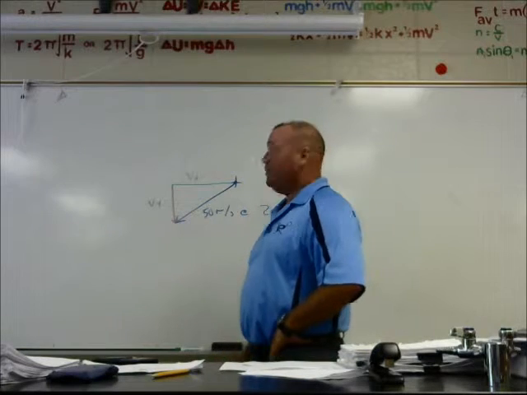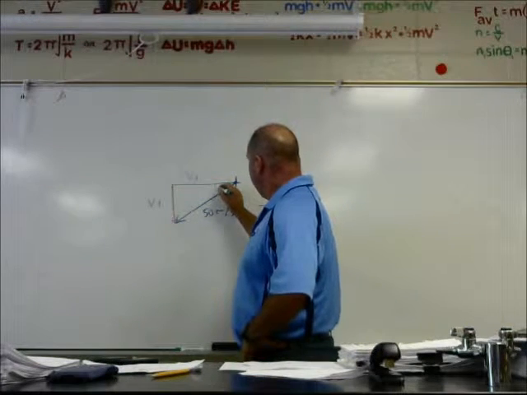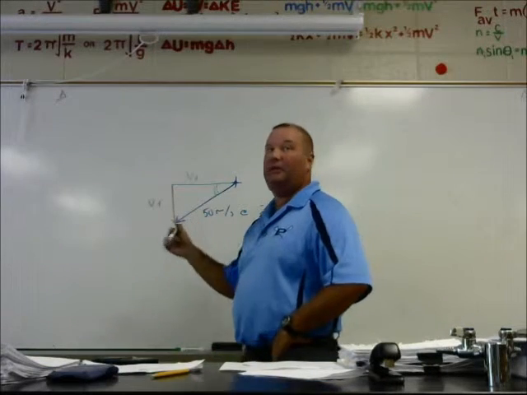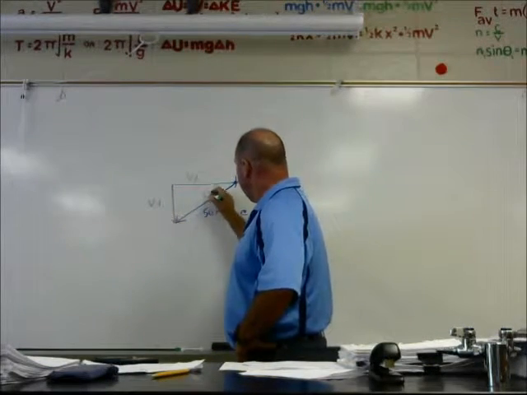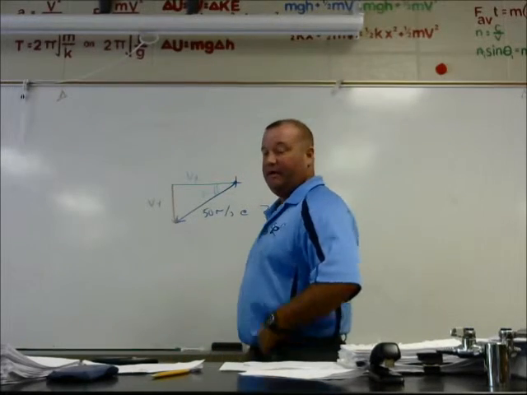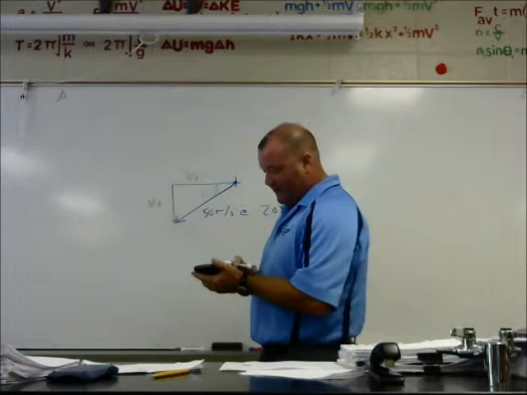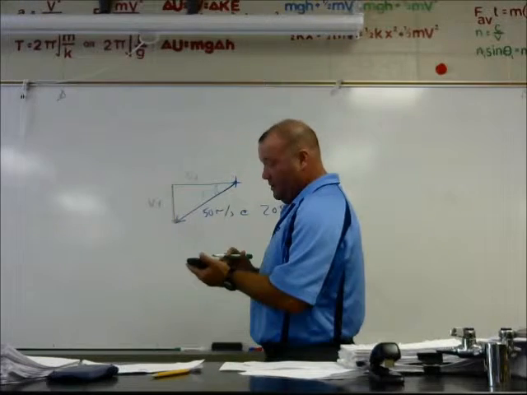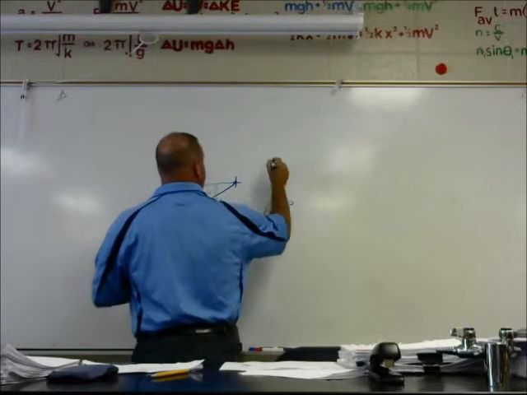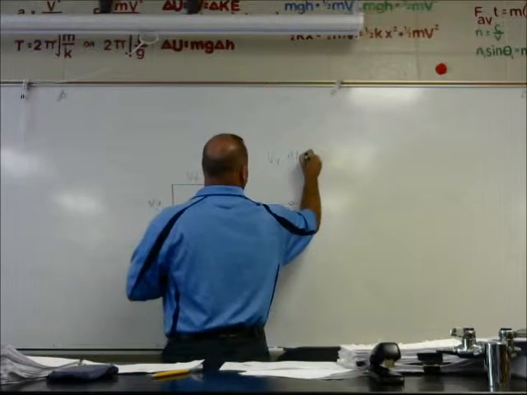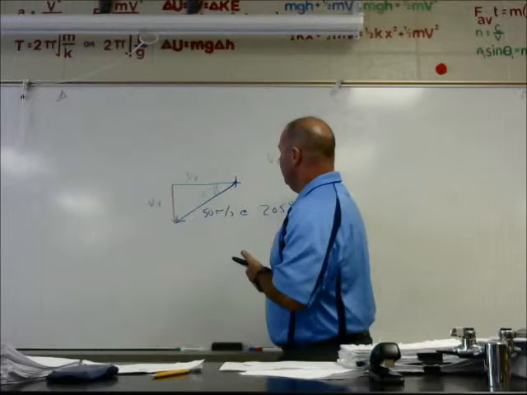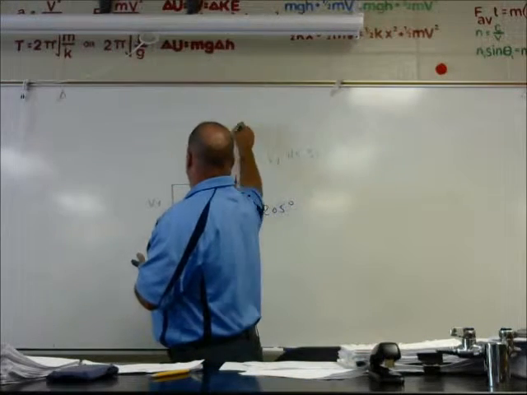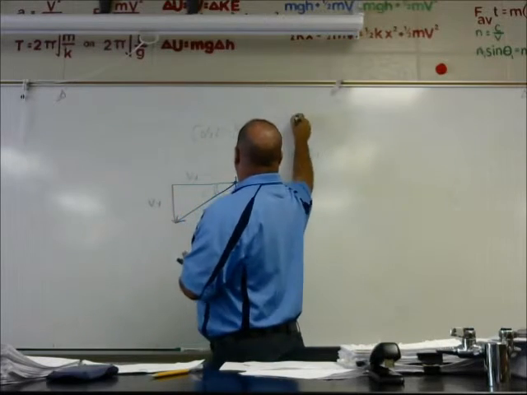I could look at finding this little angle right here, which would be 205 minus 180, which should be 25. Is that right? Okay. And if I take cosine 25, I get 0.906 times 50, and I get 45.31. So Vx is 45.31. How did you find that? Cosine 25 times 50 should equal Vx.